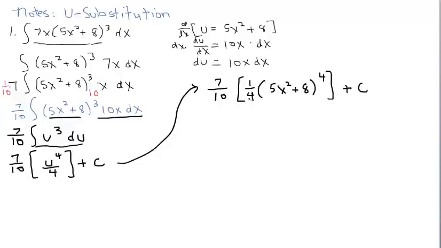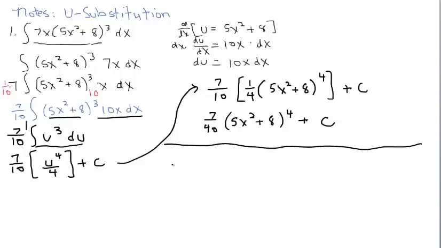Okay, now what I could do is multiply here, do a little cleanup, so I'm going to have 7/40 times quantity 5x squared plus 8 to the 4th power plus c. That's it. That's our answer. If you wanted to, you could check this answer. You don't have to do it for all your problems, but if you're ever at a point and you're going, I don't know if my answer's right, let me differentiate it, you could do that. So all I'm doing is checking my answer. Let's see if this derivative is what we started with.